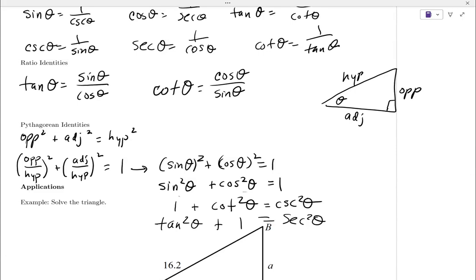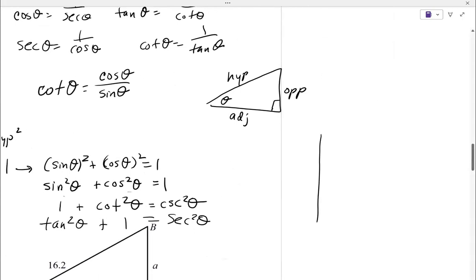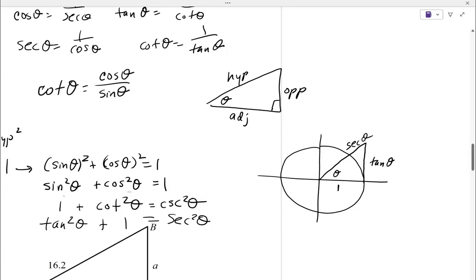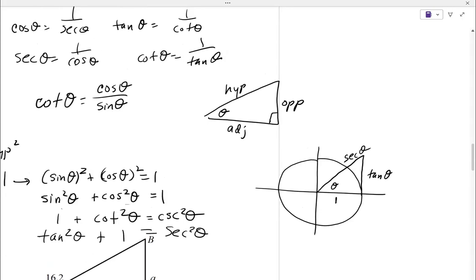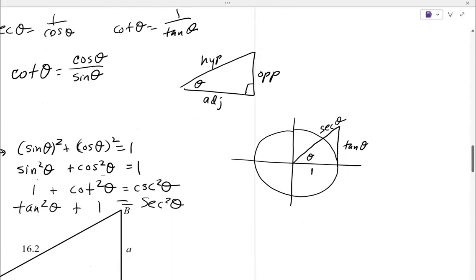I want to go back to that picture that I drew at the beginning to tell you where some of the names of these functions came from. I said if I had a radius of 1 and we had that side and this was the angle, this was tangent of theta and secant of theta. Do you see the Pythagorean theorem there? 1 plus tangent squared equals secant squared, right? Agreed? Okay.